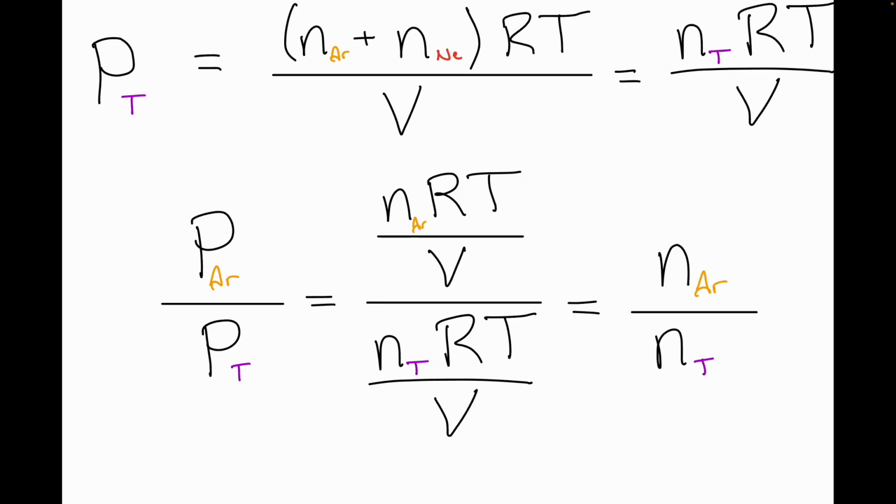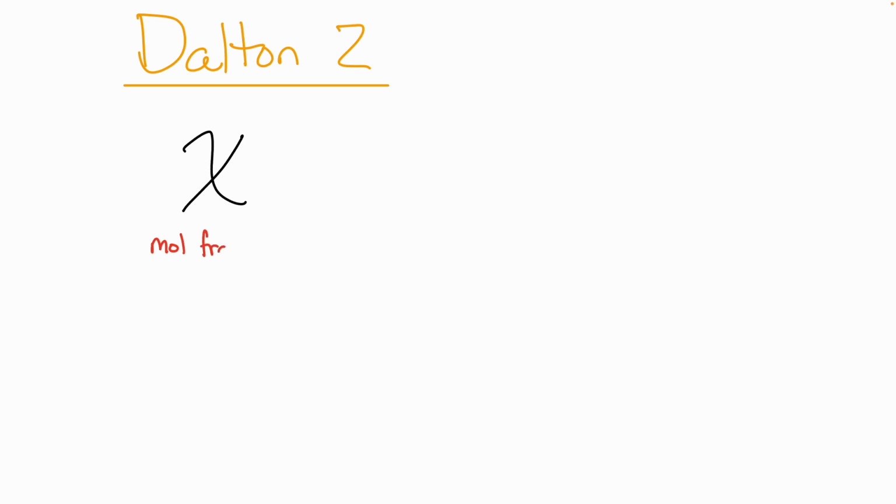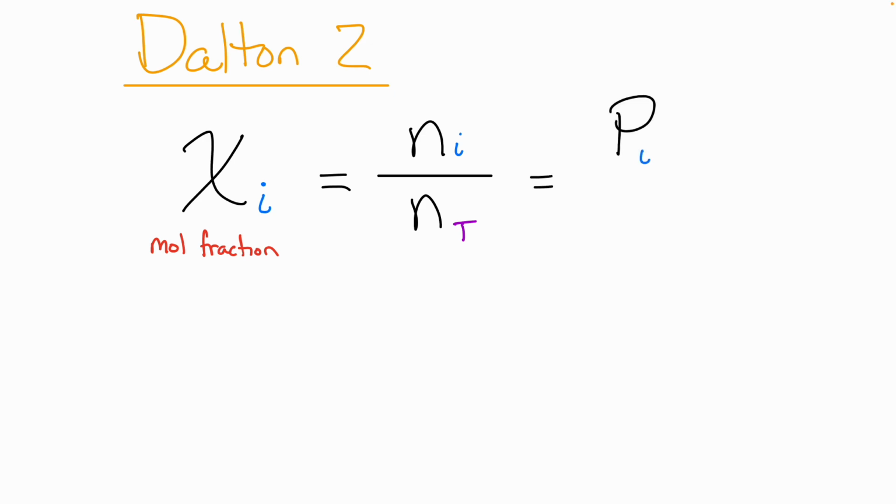And that is a quantity that had existed before, and this is going to lead us to what we call Dalton 2, which is really just derived from Dalton 1, but looks a little bit different. It tells us that the mole fraction of a gas, and we use this fancy little uppercase X for the mole fraction, is equal to the number of moles of that gas divided by the total number of moles in that mixture, which we also just established was equal to the partial pressure of that gas divided by the total pressure.